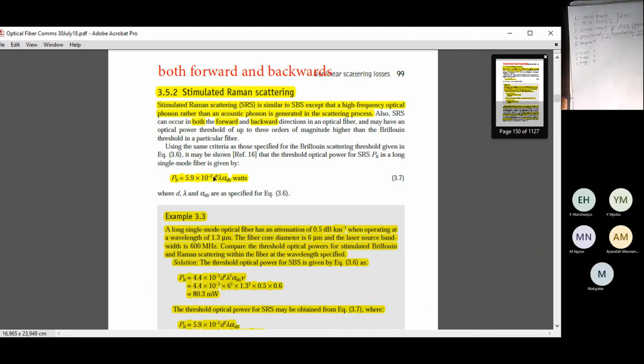Without the units, and the diameter again without the units. And there's no V here. You see, this one doesn't have a V. It doesn't exist for this formula. So this is Raman scattering.